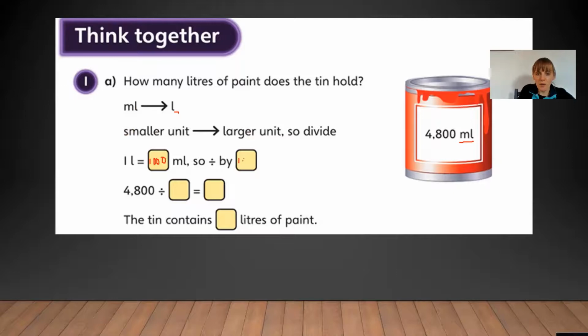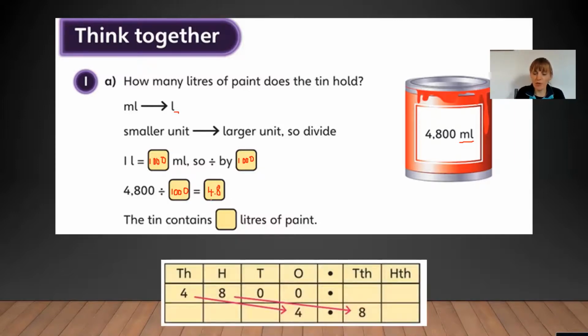So divide by 1,000. So 4,800 divided by 1,000. Now we're dividing by 1,000, therefore everything is moving 3 jumps smaller because there are 3 zeros on our 1,000. So 1, 2, 3 smaller. So that would give us an answer of 4.8. If you're not entirely sure, here is a little chart to show you how all of that has jumped 3 places smaller. So we can see now that the tin contains 4.8 litres of paint.